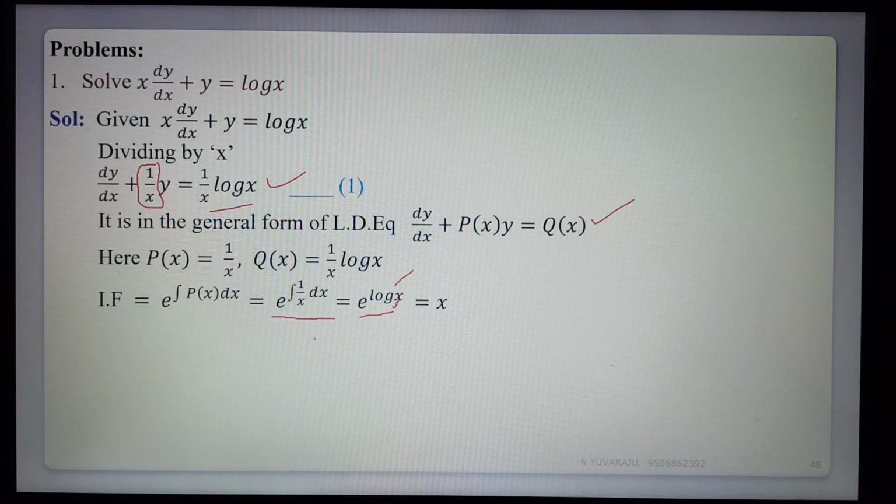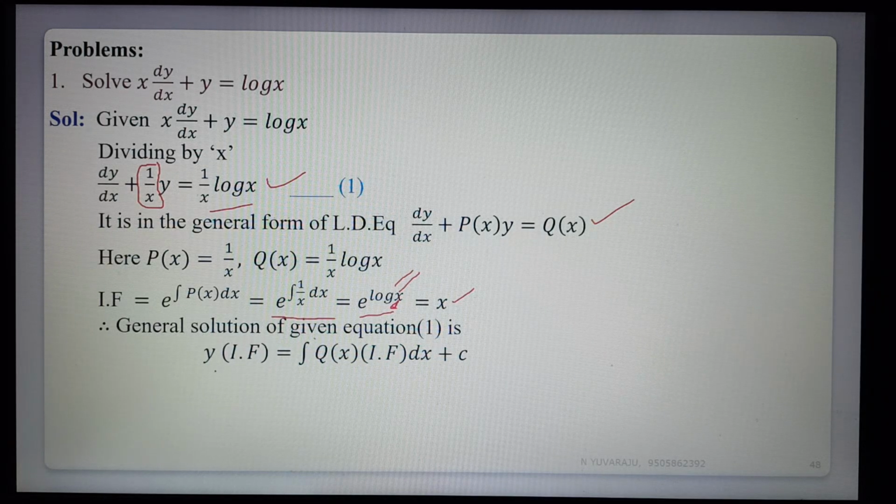So by using the logarithm formula, e power log x base e, the result here is x. This value is x, this is the integrating factor. Therefore the general solution of the given equation is of the form y into integrating factor is equal to integration of q of x into integrating factor dx plus c. Substituting the integrating factor x here.